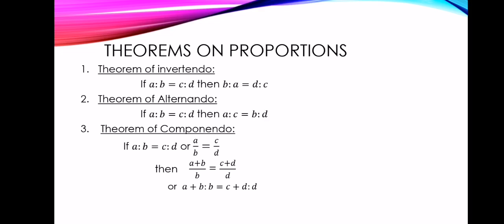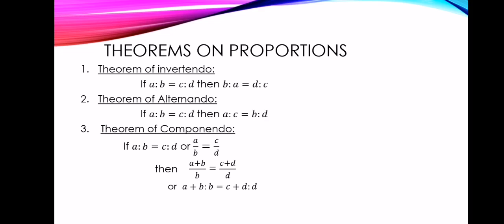theorem of invertendo. According to theorem of invertendo, if A ratio B is equal to C ratio D, then B ratio A is equal to D ratio C. Keep this thing in your mind that this theorem involves the inversion of the fractions. Next is theorem of alternando. If A ratio B is equal to C ratio D, then A ratio C is equal to B ratio D. Here we exchange the means of both the ratios with each other.